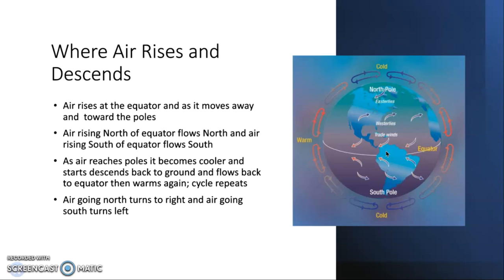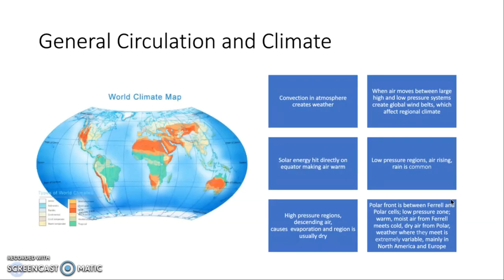Air going north will turn to the right, and air going south will turn to the left. And as you can guess, air rising north of the equator will flow north, and air rising south of the equator will flow south. This general circulation greatly affects our climate.